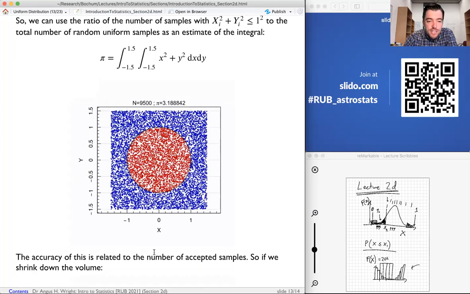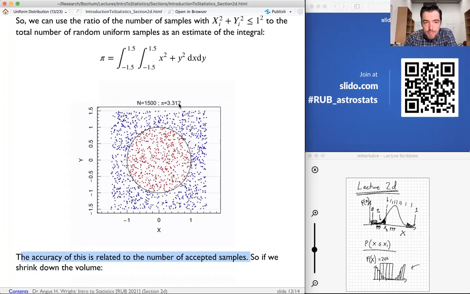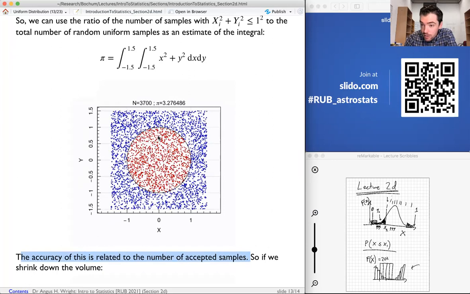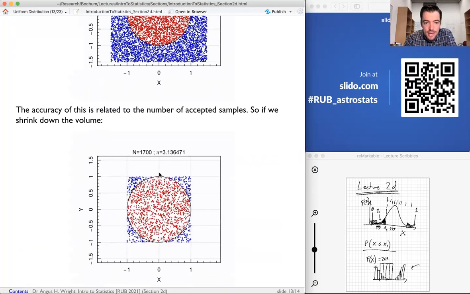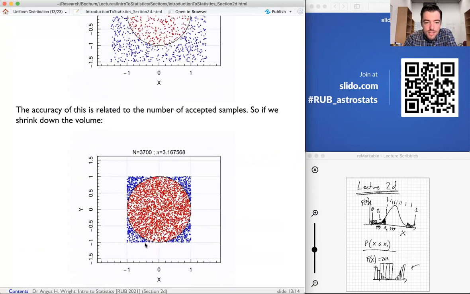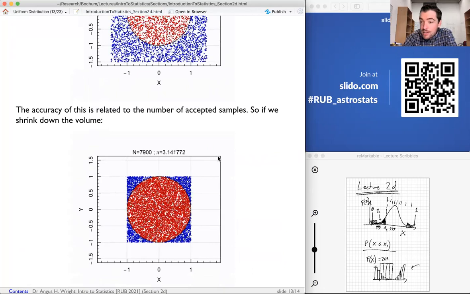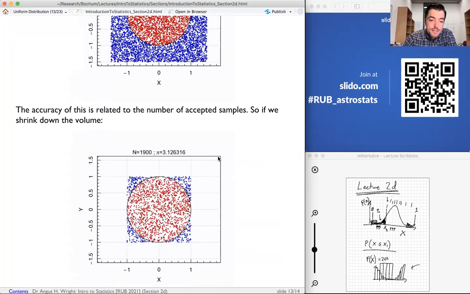So the accuracy of the estimate is related to the number of accepted samples, again, just like in rejection sampling. So we can shrink down the volume to actually be the unit square, and then we get many, many more accepted values, and we end up getting a much better estimate of pi. Right? Makes sense.